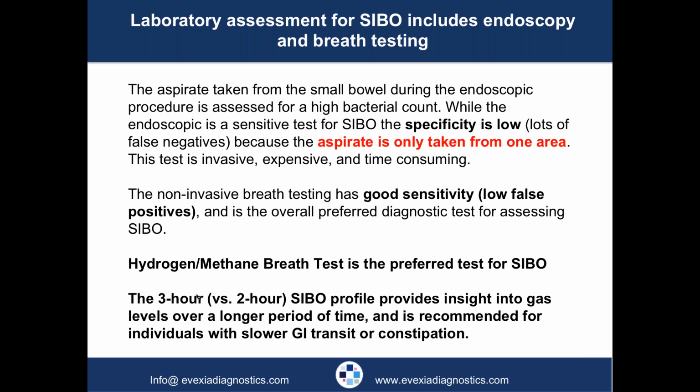And this test here does the hydrogen and methane, which are the preferred gases, the combination of those gases, to test for SIBO. Now, there are two tests to do. There's a 2-hour test and a 3-hour test, and I'll be showing you samples of that.